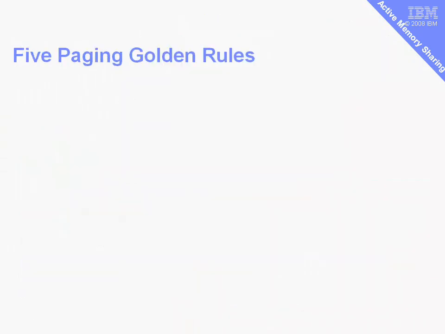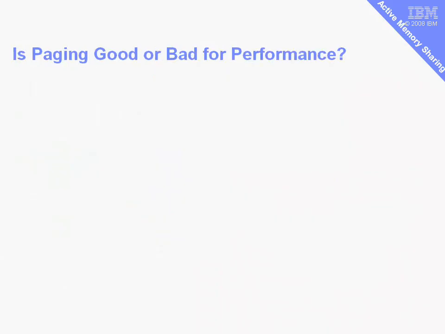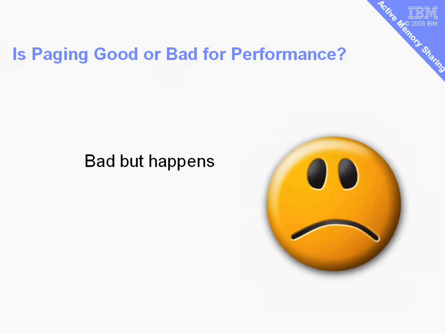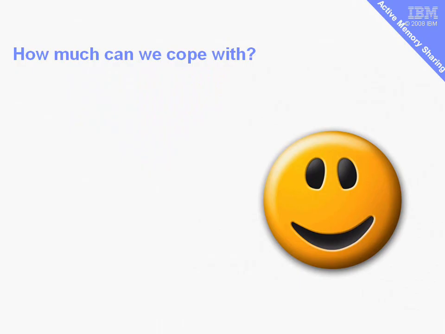We're now going to look at the 5 paging golden rules. So first of all, is paging good or bad? Well, it's well known that paging is a bad thing in a Unix system. So we try to avoid paging whenever possible by setting parameters in our applications and our middleware to make sure that we don't try to overuse our memory, as paging out onto the disk and bringing it back in takes time and slows down our machine and ruins our performance if it goes too mad. So how much can we actually cope with?